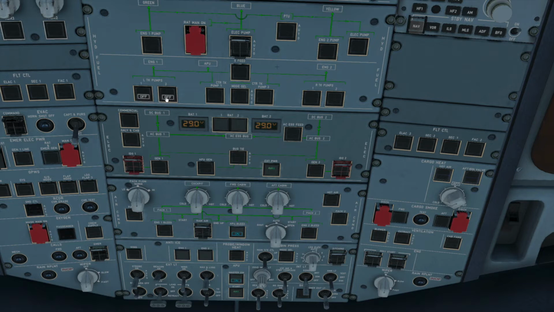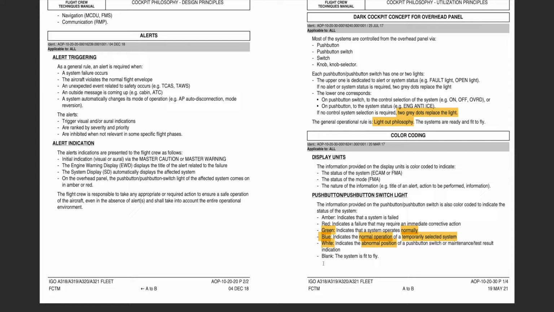All right, so let's keep the fuel pumps on and look at the next color, which is commonly visible in the cockpit. That is the blue light. Now, what does the blue light signify? Let's look at the FCTM again. The blue light indicates normal operation. Remember, it's normal, it's not abnormal. A normal operation of a temporarily selected system. The key words here are: it's normal operation, and it's a temporarily selected system.